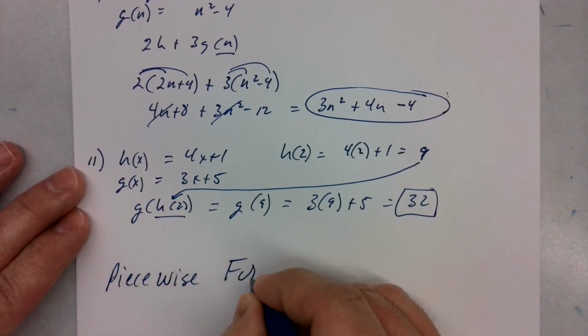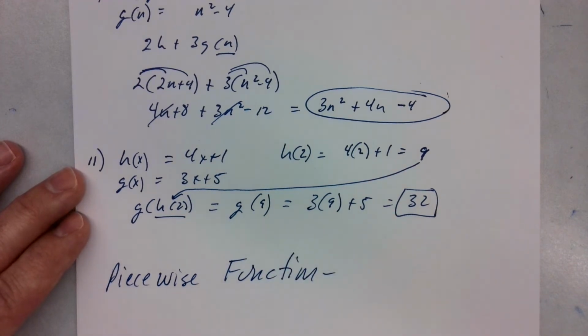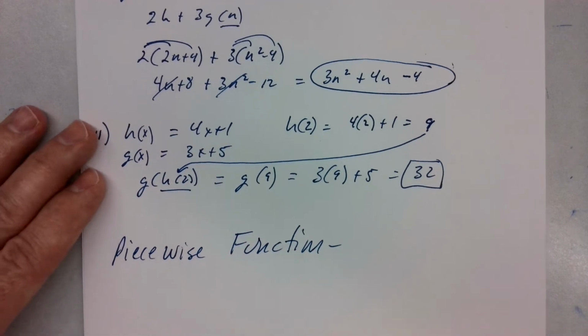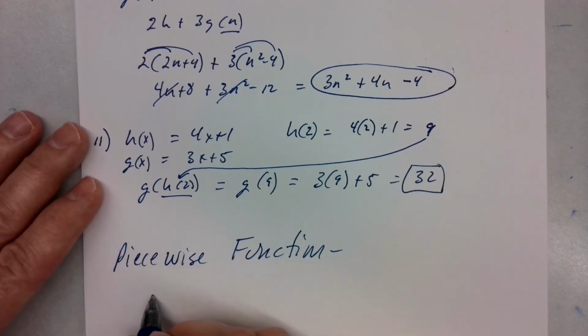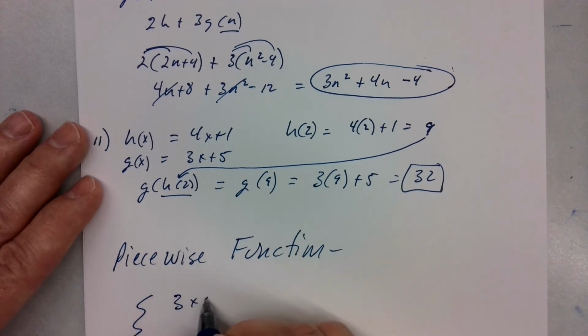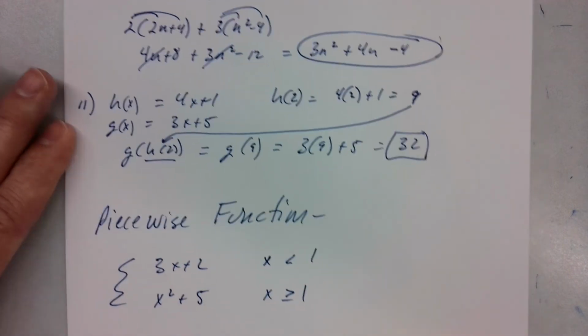Anybody remember what a piecewise function was? Isn't that the one that's split in two? Yeah, it's one that had parts, right? So I had the situation where I've got 3x plus 2 when x was less than 1, and I had x squared plus 5 when x was greater than or equal to 1, or something like that, right?